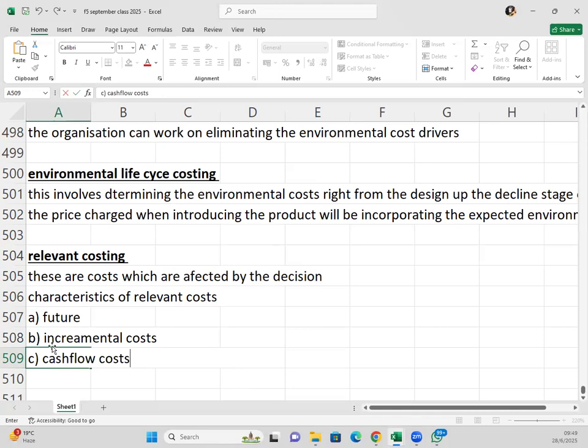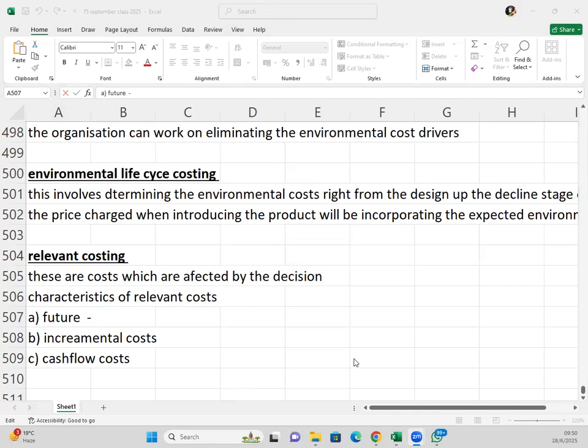So a relevant cost is a future cost. What do we mean by a relevant cost? If we are making a decision, a relevant cost is a cost that you are going to incur in the future. A relevant cost is a cost that we are going to incur in the future. So a cost that we have already incurred in the past, we call it a sunk cost.